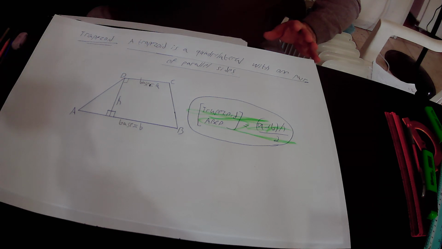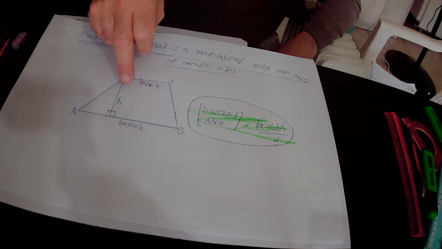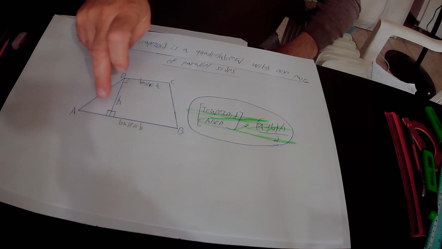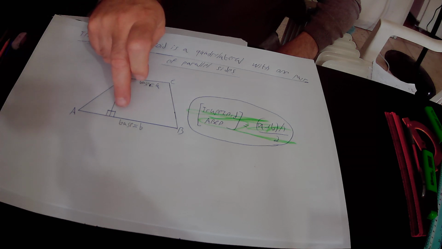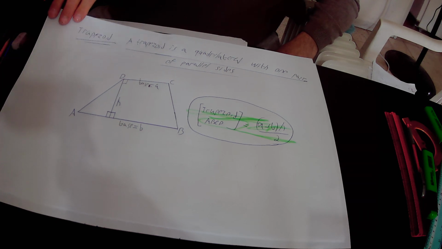Again, the area of this trapezoid ABCD equals the sum of its bases, that is a plus b, times the height, that is h, over 2. Here the height h must create 90 degrees with its two bases. So here we have 90 degrees, this angle equals 90 degrees, and this angle also equals 90 degrees. Again, the area of this trapezoid ABCD equals a plus b times h over 2. Okay?